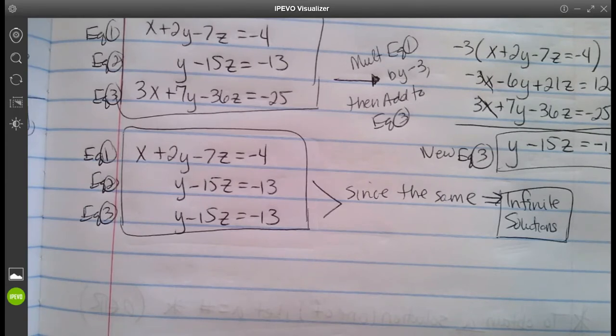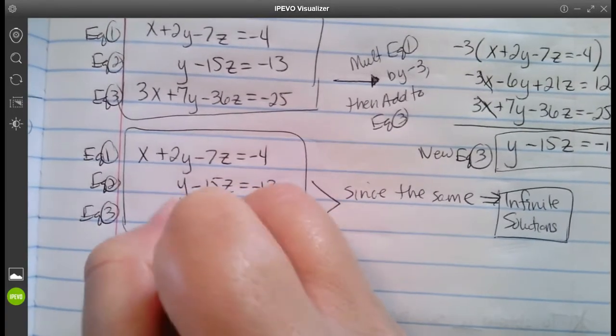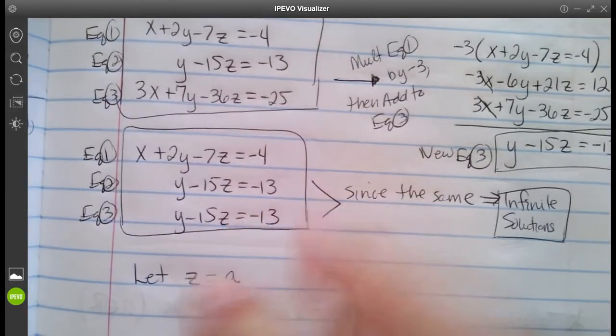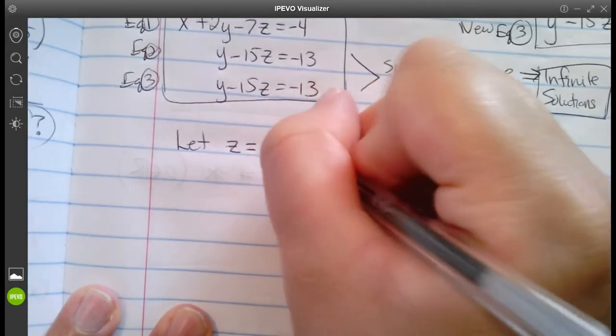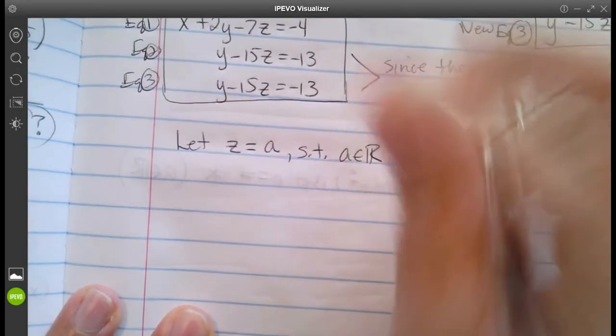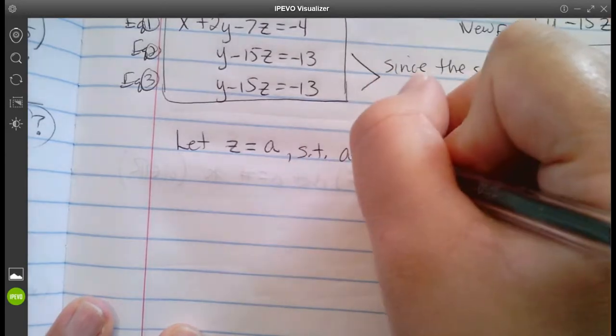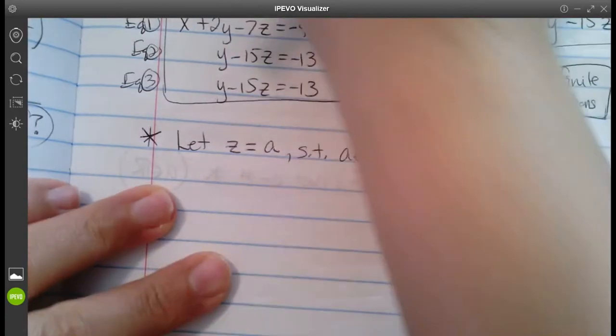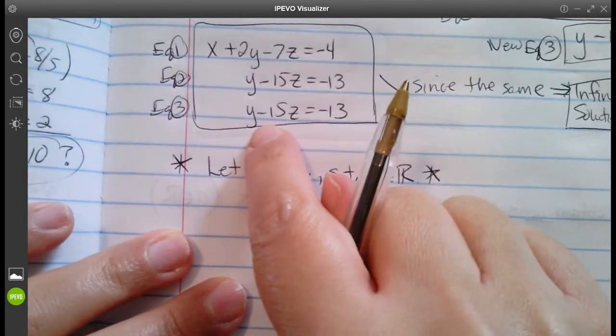So for example, if z is equal to 1, what are x and y going to be equal to? Okay, so to do that, we're going to let z equal some random number a, such that a is a real number. So a is any real number, okay? So this is going to be kind of a little side note here. So with that in mind, I'm going to solve this for y.